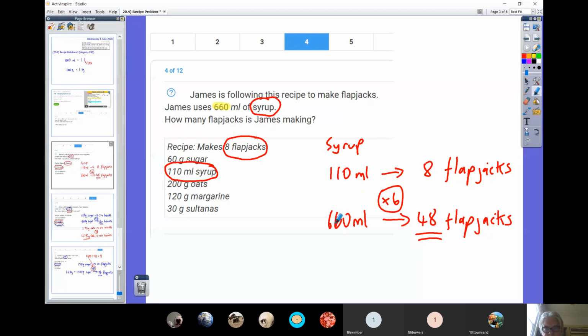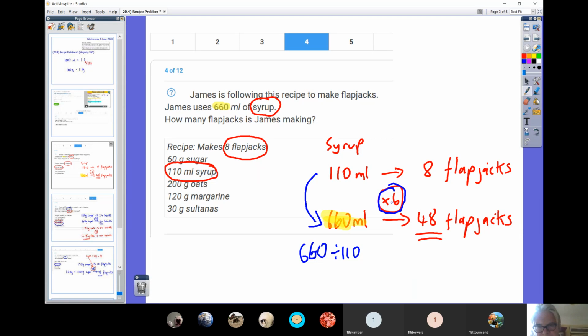So how have we got to the 660 from the 110? What have we actually had to do to get from 110 to 660? Well, we've multiplied by 6. It's 6 times as much. Now, how did I get that multiplying by 6? I've obviously done 660 divided by 110. Okay, 660 divided by 110. So that's given me my multiplier. I can see that I'm using 6 times the amount of syrup.